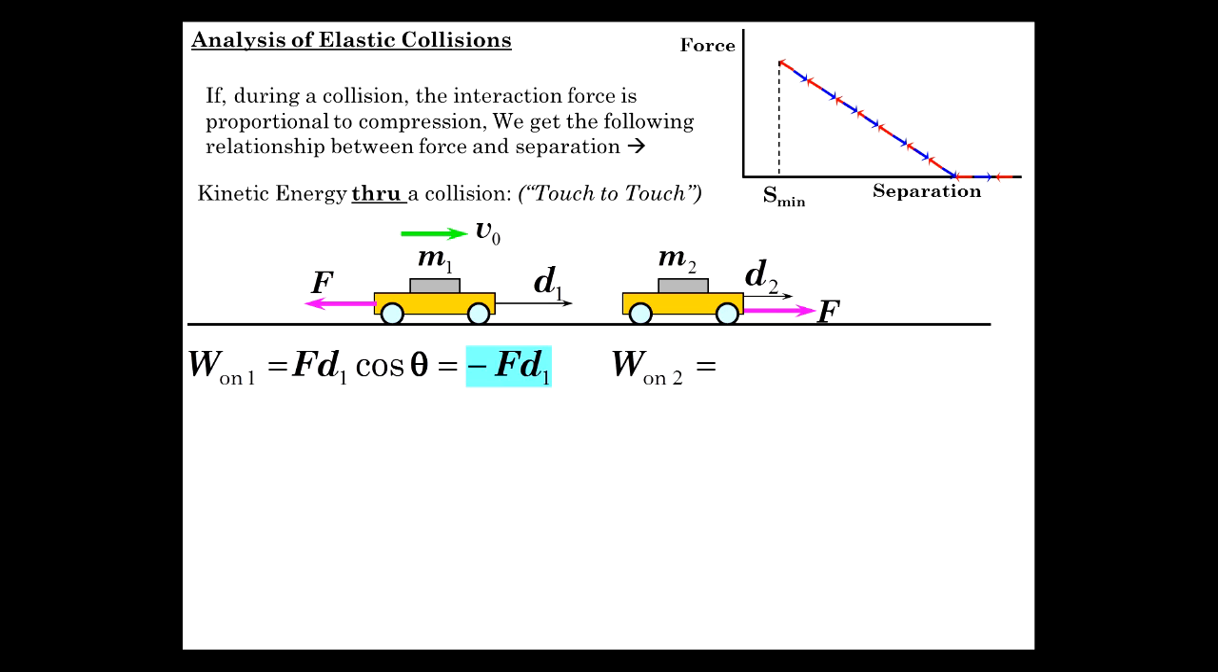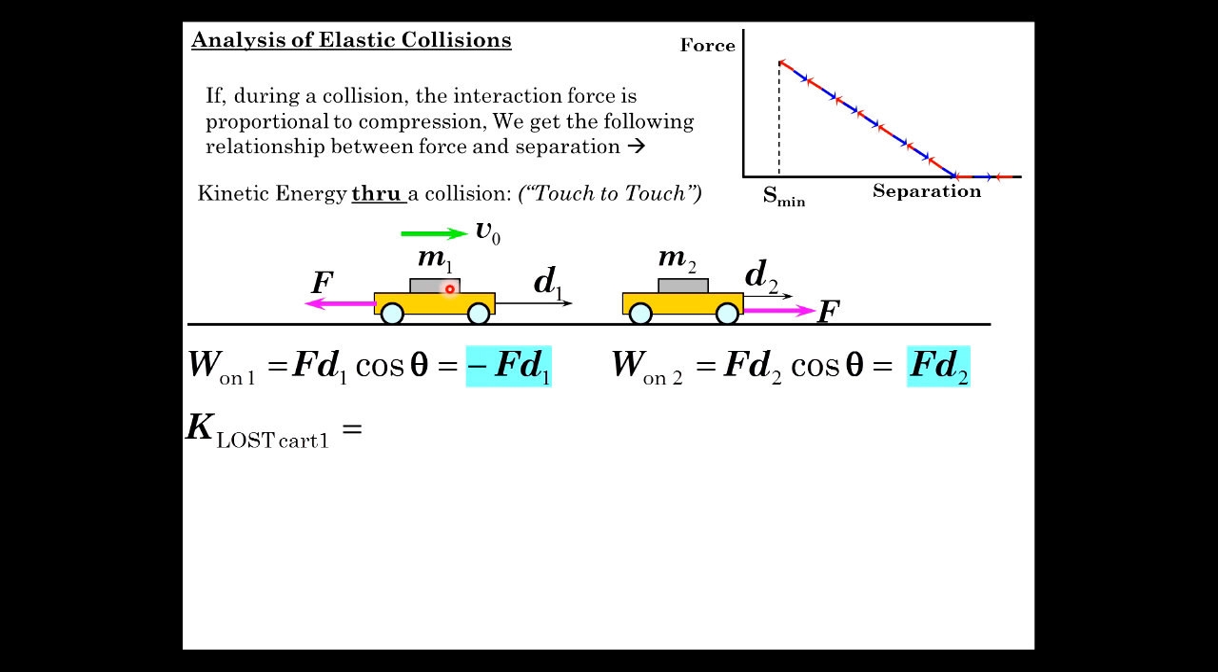Work on cart number 2. Notice the force from cart 1 is to the right, and the displacement is to the right. It's F d2 cosine theta, and cosine theta is 1. So it's F d2. So what we have is negative work, positive work.